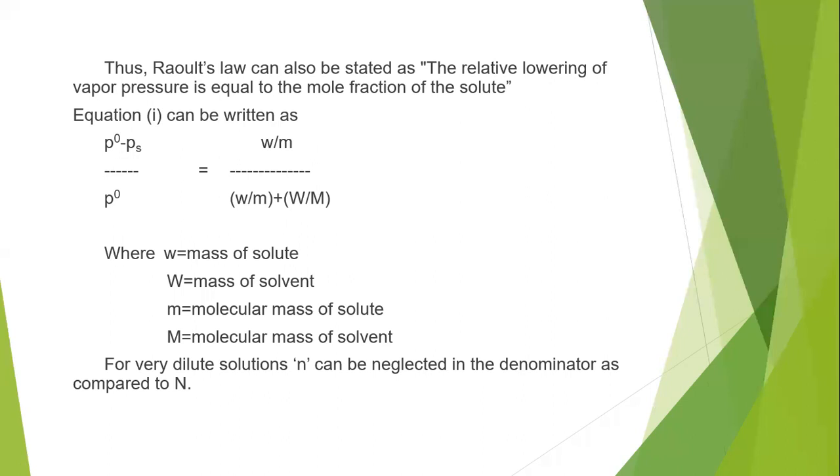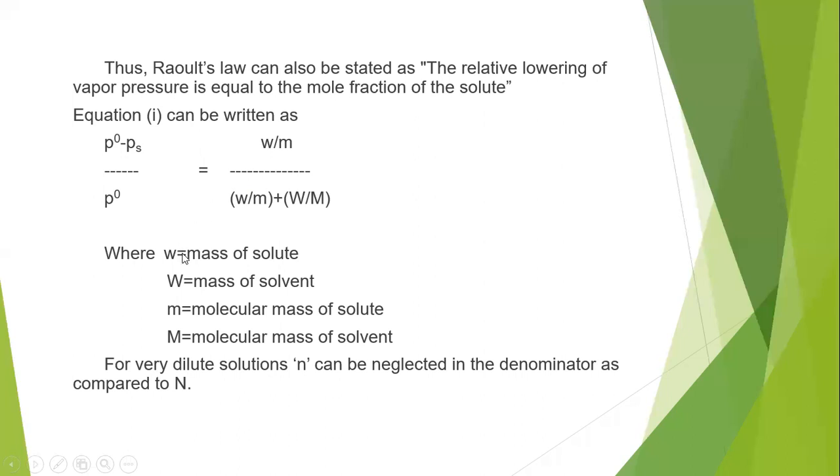In the same way for the solvent, weight of the solvent by molecular mass of the solvent. So if we substitute N in terms of weight by molecular weight, then the equation turns into (P0 minus P) by P0 equals small n by capital N plus small n. Small n is the number of moles of a solute, which we calculate as weight by molecular mass of the solute, by, once again, weight by molecular mass of the solute plus weight of the solvent by molecular mass of the solvent, that is capital W by capital M. So we can express it in terms of weight and molecular mass.